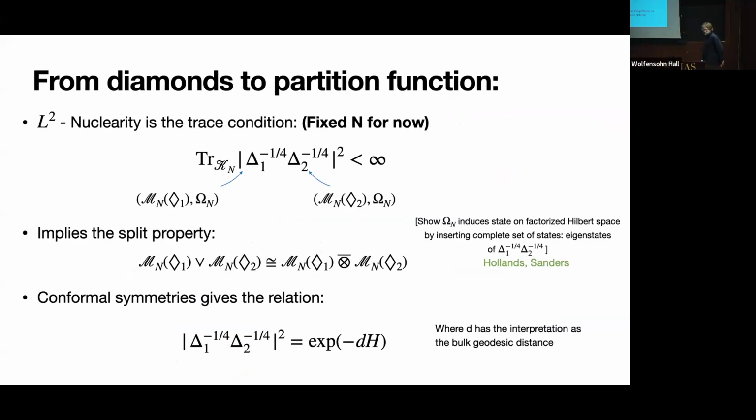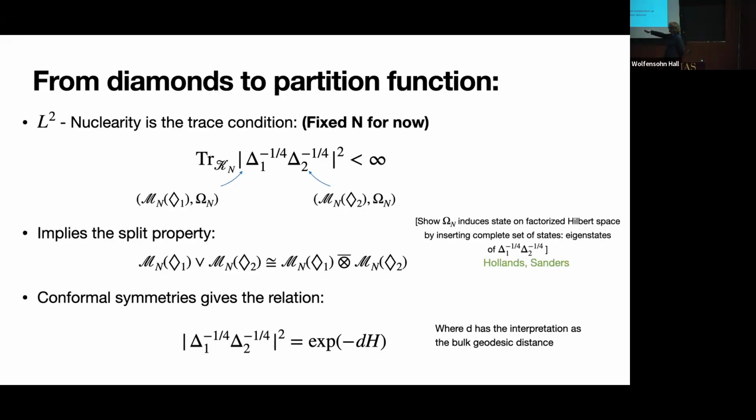Well, it comes from something called L2 nuclearity, which is some trace condition. So imagine I have my 2 diamond regions, and I think about their modular operators. If I form the following combination of the modular operators, delta 1 to the -1/4, delta 2 to the -1/4, you can show that this is a bounded operator always. It may or may not be a trace class operator. It turns out that if it's a trace class operator, you can prove the algebras are split.